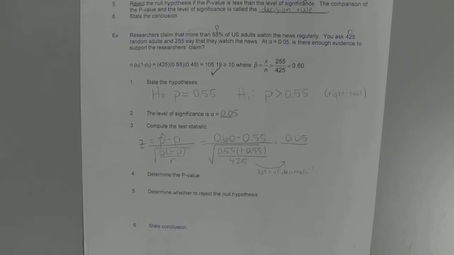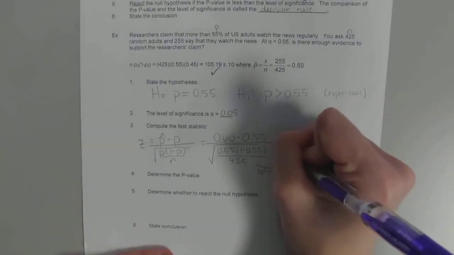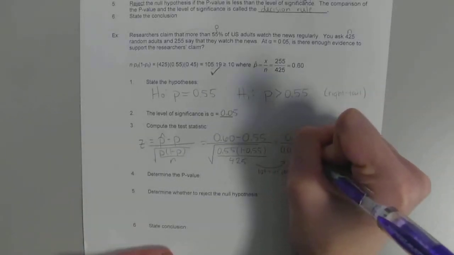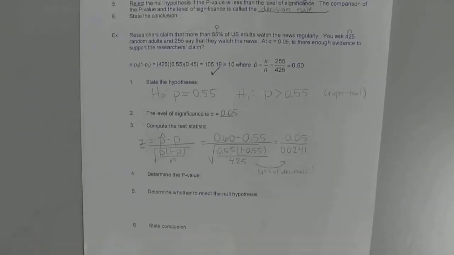So we're going to take 55% times the complement of 55% all over 425, and then take the square root. Rounded to 4 decimals, you should get 0.0241. Does that look right? You guys get that? Okay.